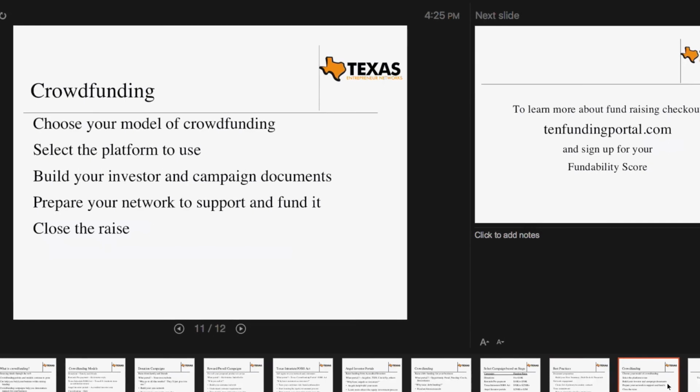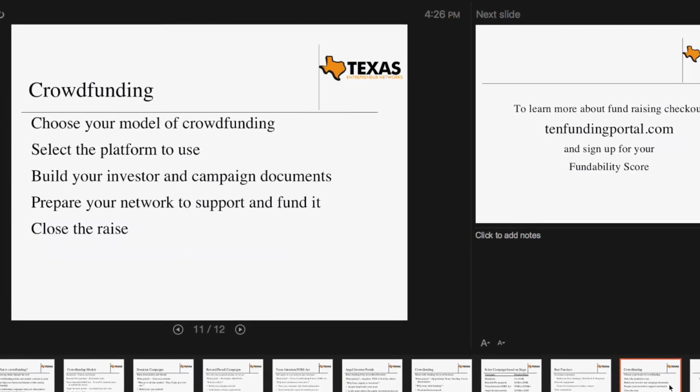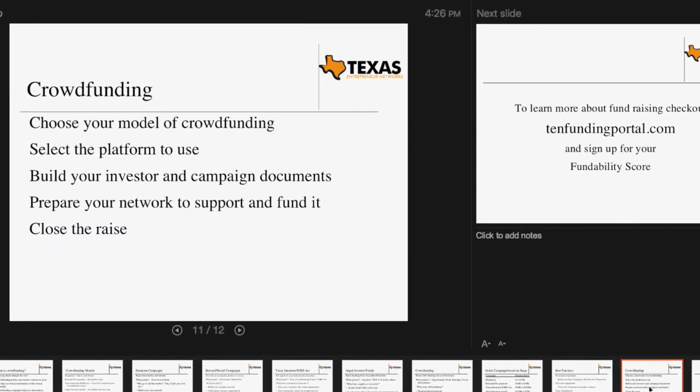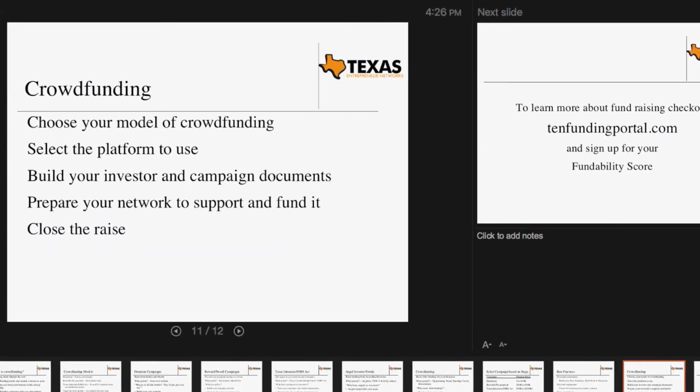And so in conclusion, crowdfunding, there's many models out there, so choose the crowdfunding model that fits for you. Select the platform you want to use. Build your investor and campaign documents. Prepare your network to support it and fund it, and then go close your raise.